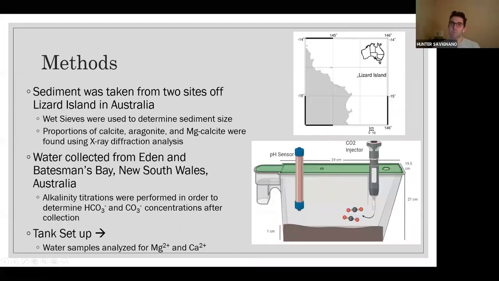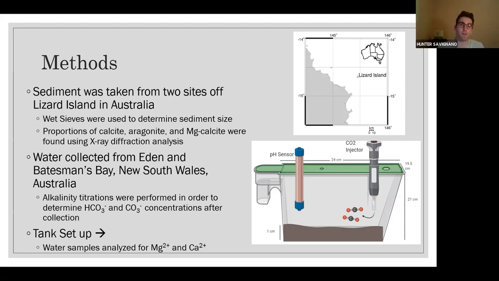So the methods: sediment was taken off of 2 sites off of Lizard Island in Australia, and you can see it right up here. It's off the northeastern shore of Australia. It's a really small island. And what they did is they took those sediments and they wet sieved them in order to determine the sediment size, as well as they found the proportions of calcite, aragonite, and high magnesium calcite using X-ray diffraction analysis.